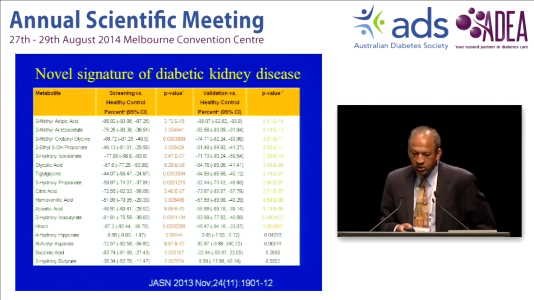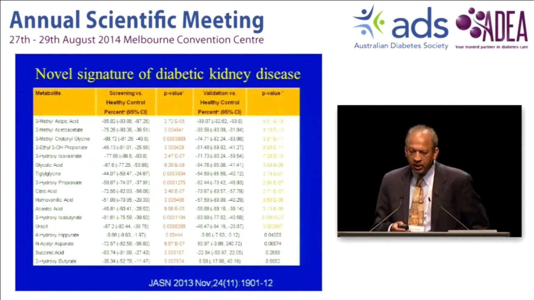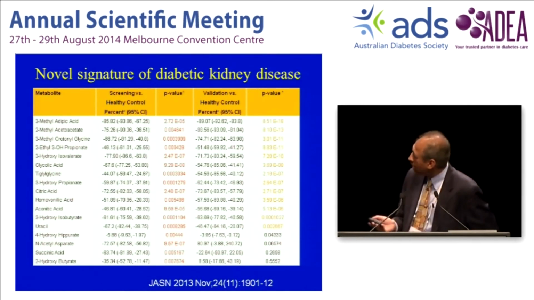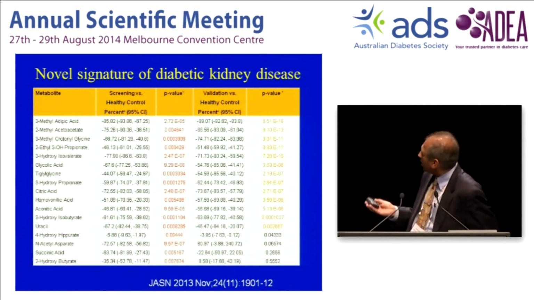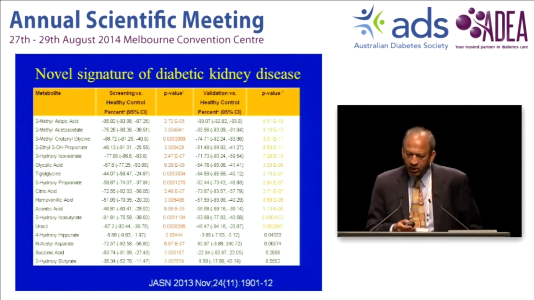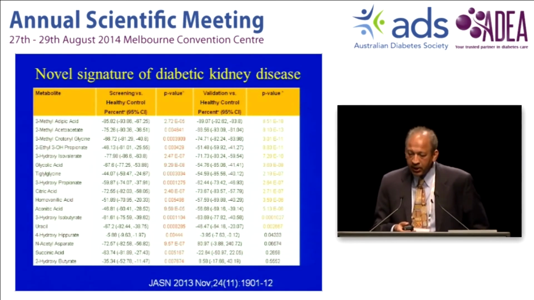So this is the data that we found so far in terms of the screening group. 17 of the 120 metabolites or so that we measured survived multiple testing in the screening group, and of those, 13 survived multiple testing in the validation group. So this group of metabolites we are now calling a metabolomic signature of diabetic kidney disease.